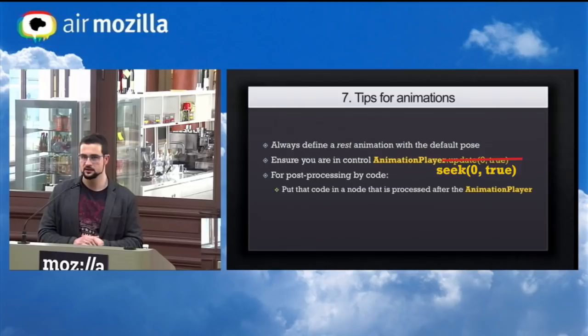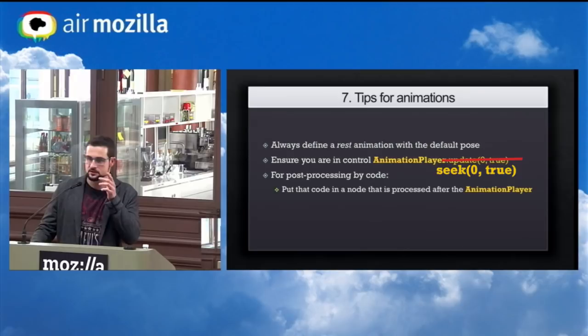After the relevant animation player, as you might know, the nodes are processed in tree order, so that way you ensure your post-processing code will be run after the animation player does its job. I played with other ways of doing this, like adding the code to the animation player script itself, but the results weren't as good, and not every time you got what you expected. Maybe I was doing something wrong, but this way of doing it, a separate node for the post-processing, so far has proven to be rock solid.